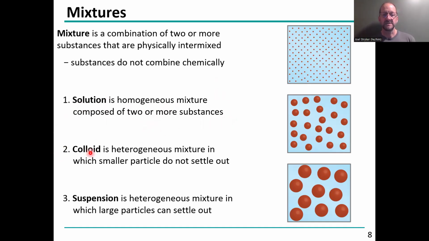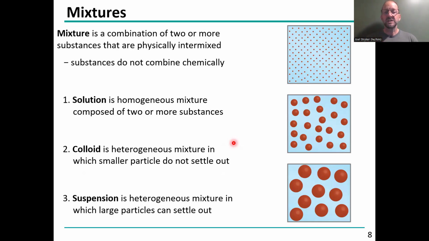A colloid is a heterogeneous mixture in which smaller particles do not settle out. So something that is mixed in. Milk is a good example of this. Milk is typically white and you can't see through it very well, really at all. That's because there are all these particles suspended in there, but they don't settle out. You don't just leave milk there and all the things go to the bottom. I mean, that can happen after it spoils, but as long as it's fresh, all that stuff is mixed in there.